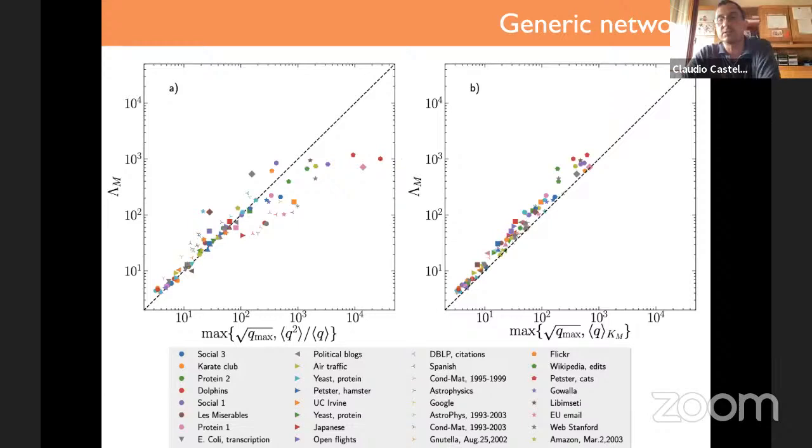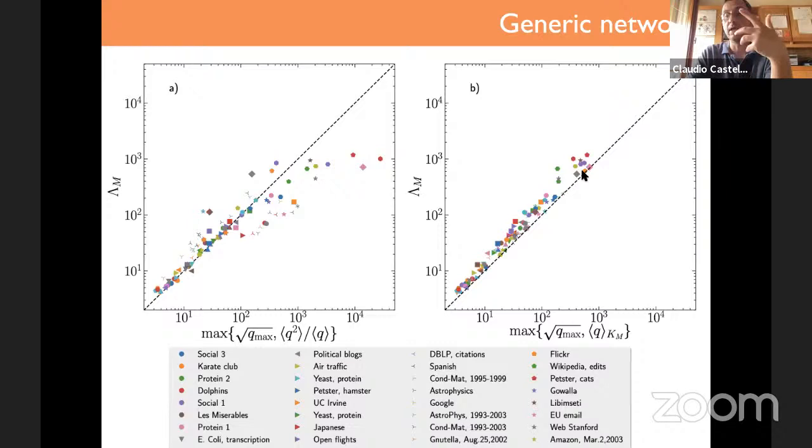Here we have two figures. This is the one that I already proposed to you, the comparison between empirical results and the Chung-Lu-Wu formula, and this is the comparison of empirical results with this new formula, this new conjecture, which works satisfactorily well. And so in this way, you learn that in many empirical networks, this localization plays a very important role.